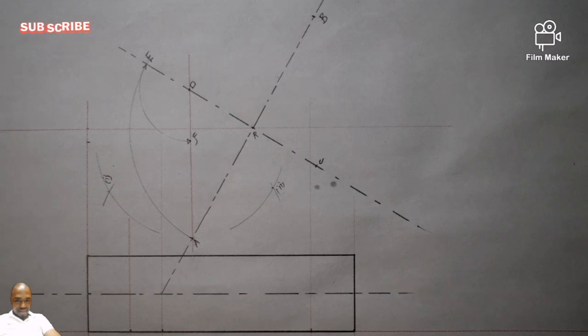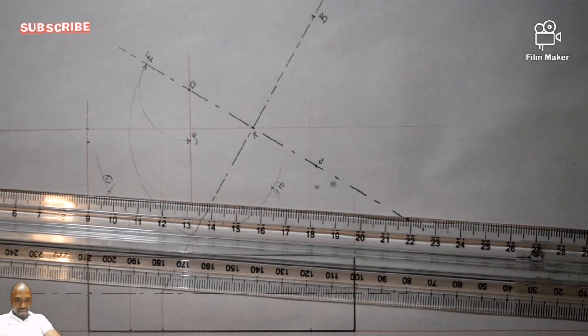If you number your work, even to the person that will be marking your work, it's going to be simple for him or her if you have dimensioned your work. You understand? So now join your Roman figures. We've got Roman figure 1 and Roman figure 2. Join them. Every time you join points, we're using the 30mm ruler edge.